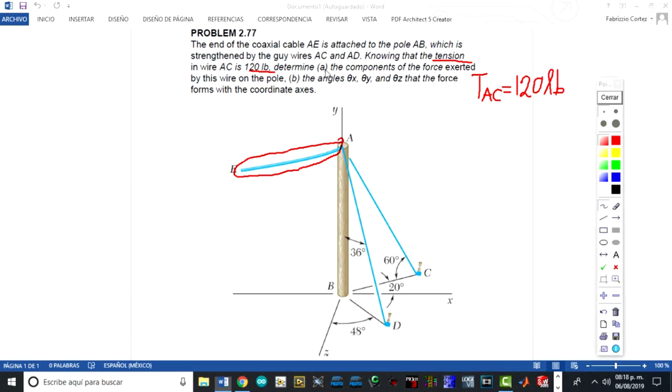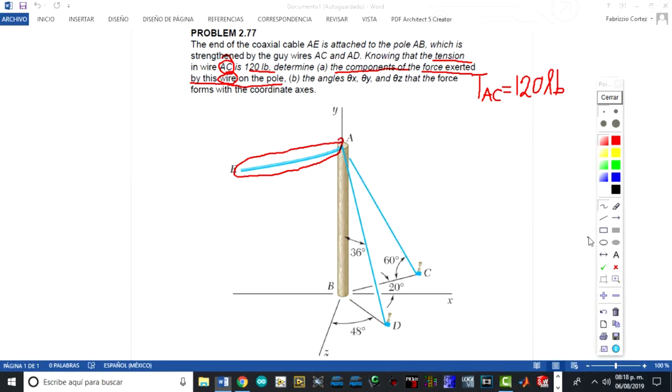After that, determine (a) the components of the force exerted by this wire on the pole. They're asking us to calculate the components of a force vector in 3D exerted by this wire. Which wire? The wire AC, because they are giving us the information of that wire. We need to read this statement very carefully: the components of the force, in 3D, exerted by this wire on the pole. So they are talking about a force that is exerted by the cable AC on the pole.